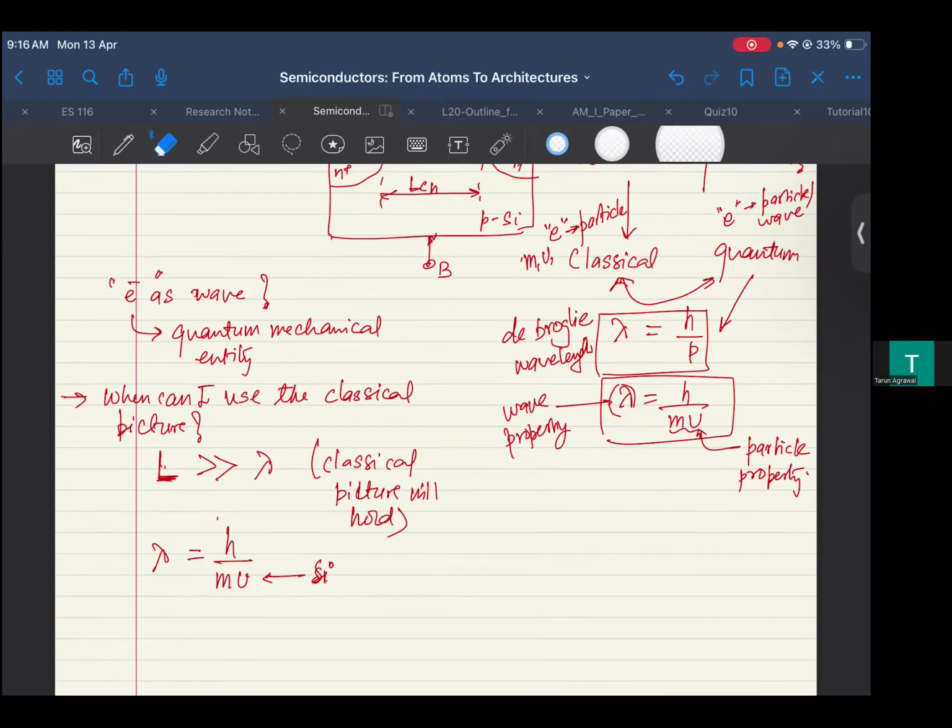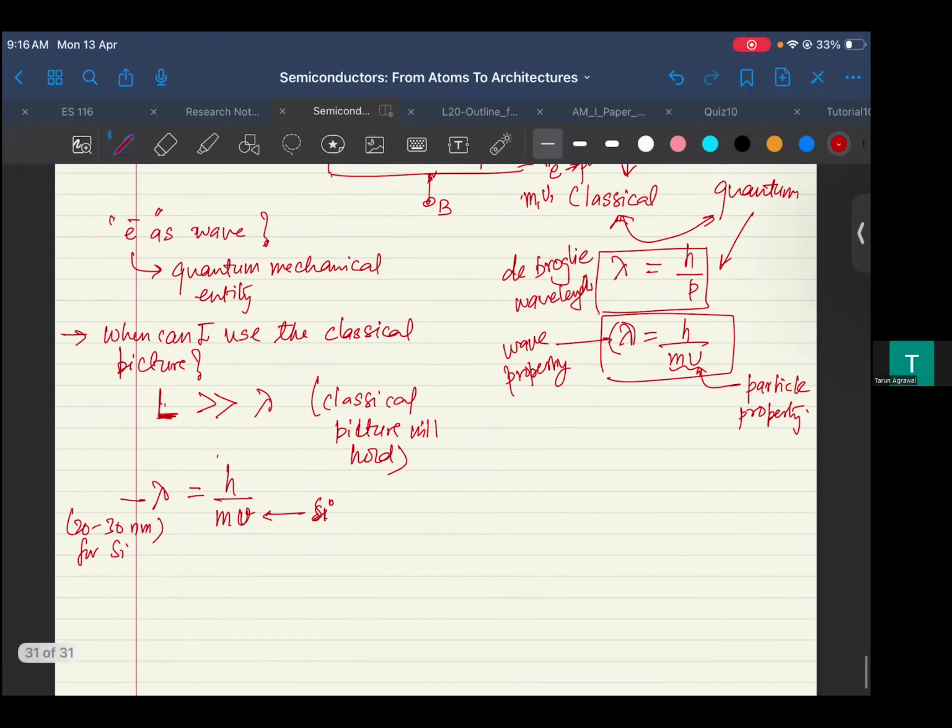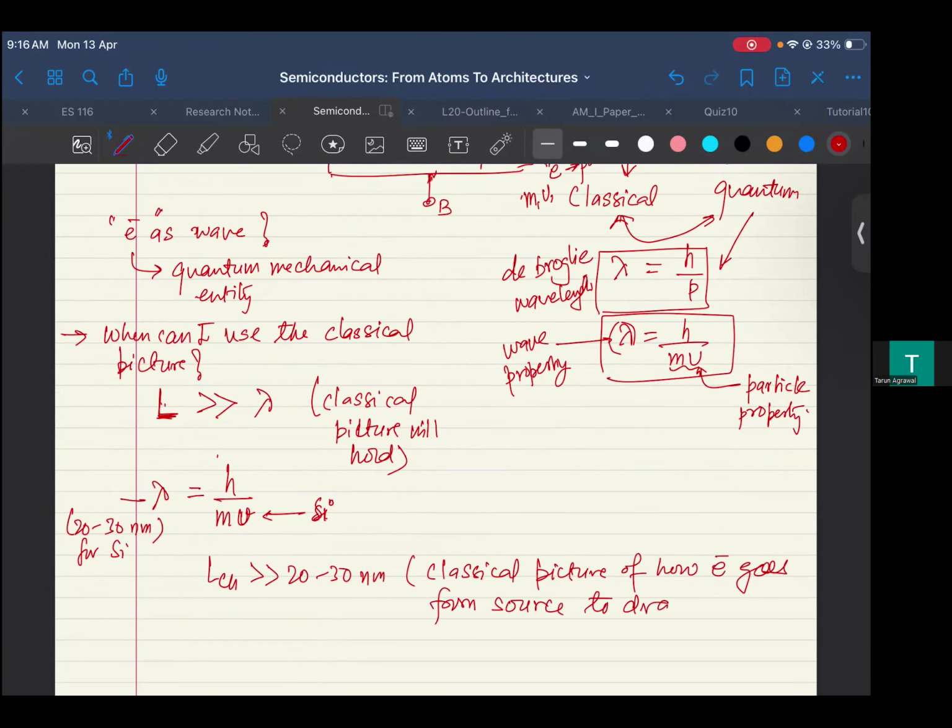And for silicon, you can find out what is the mass of the electron, what is the velocity, typically. So you can find that this comes out to be, let's say, 20 to 30 nanometer for silicon. Now that tells you that if I'm using channel lengths much larger than 20 to 30 nanometer, then I can use my classical picture of how the electron goes from source to drain.